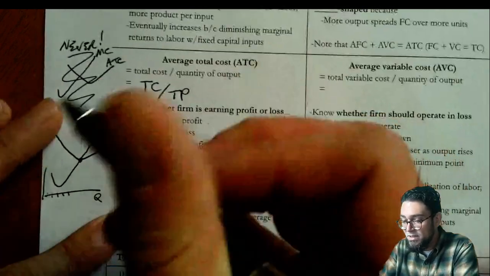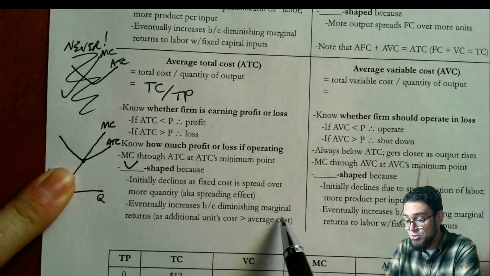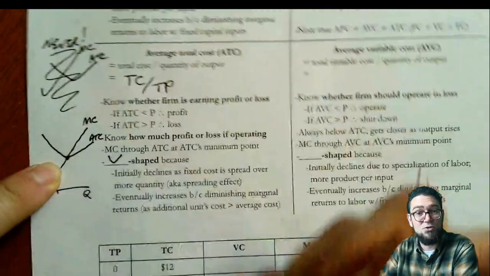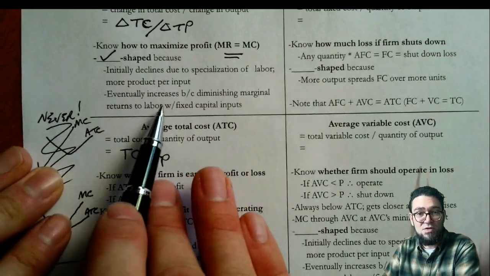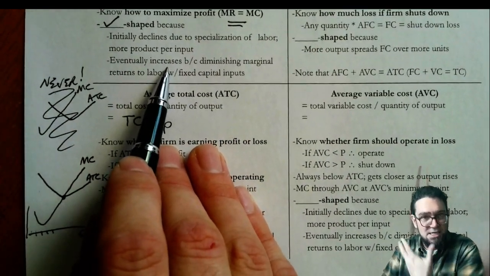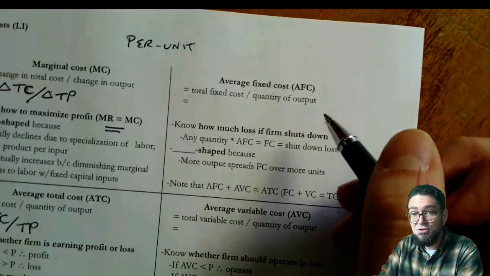Now, at a certain point, the marginal cost is going to cross through that minimum point, and diminishing marginal returns is going to cause the average to bend back up. So this pulling of the average back up is happening for the same reason that we would say marginal cost is inexorably rising. Okay, now let's take a look at average fixed cost.